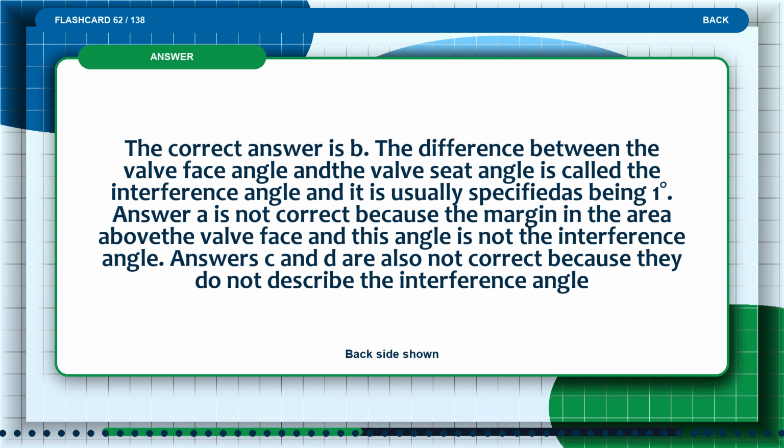The correct answer is B. The difference between the valve face angle and valve seat angle is called the interference angle, and it is usually specified as being 1 degree. Answer A is not correct because the margin is the area above the valve face, and this angle is not the interference angle. Answers C and D are also not correct because they do not describe the interference angle.